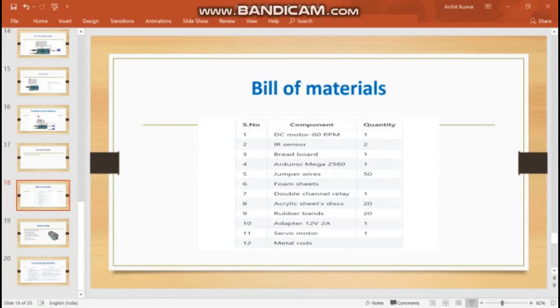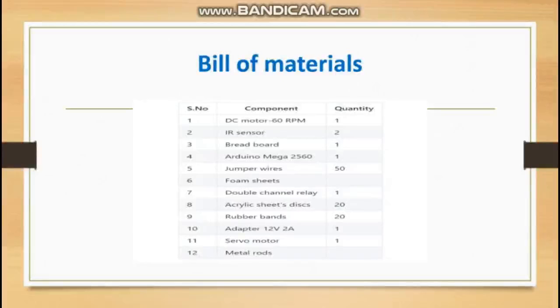So after that we come to the bill of material. A bill of material or product structure is a list of the raw materials, sub-assemblies, intermediate assemblies, subcomponents, parts, and the quantities of each needed to manufacture an end product.